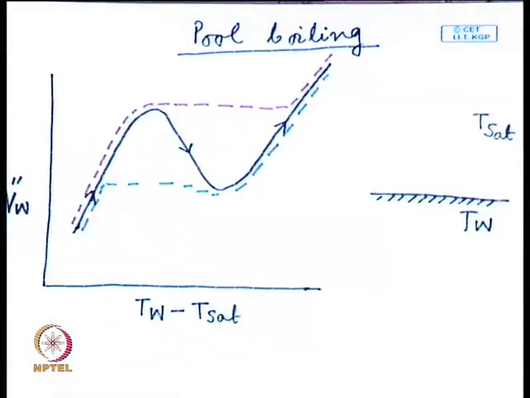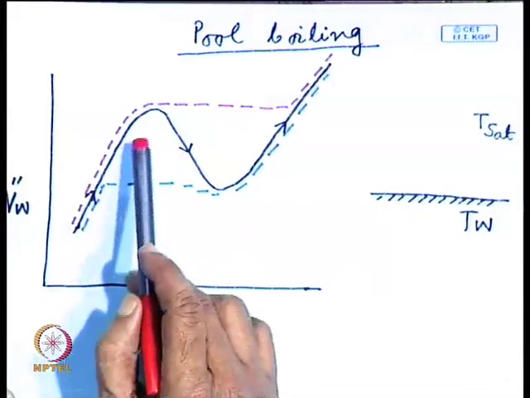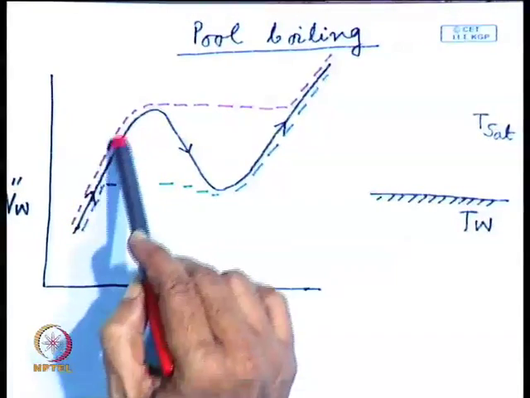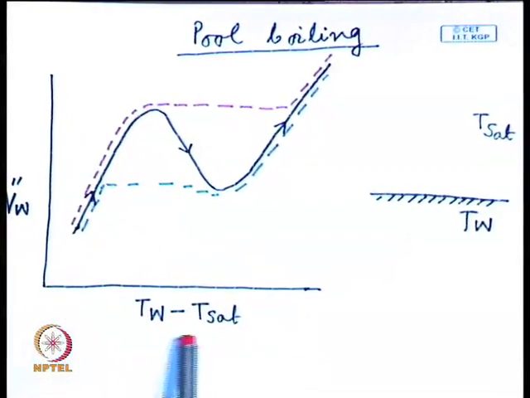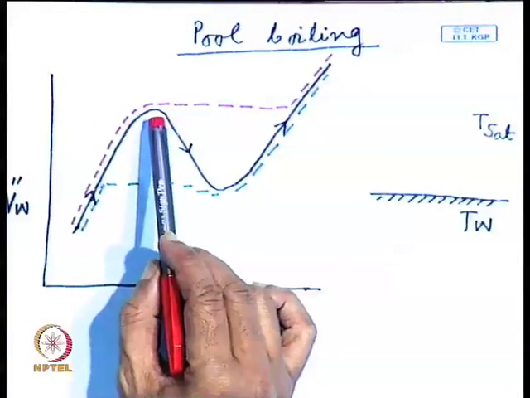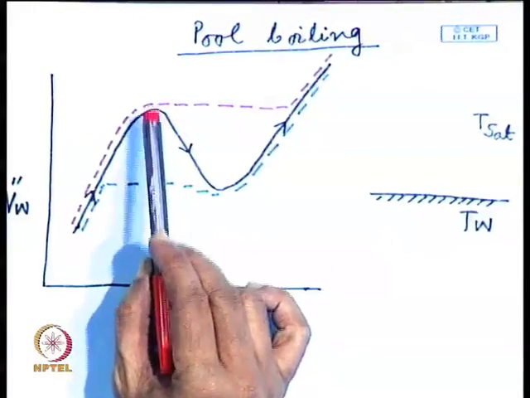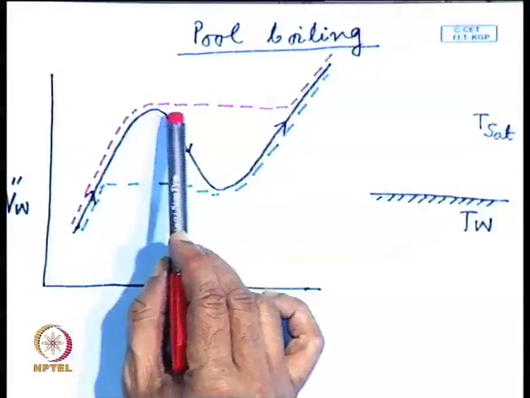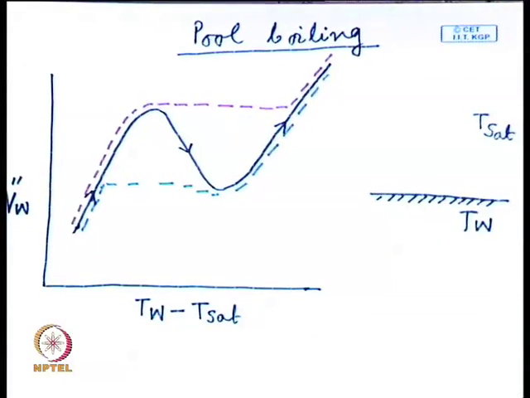And here what we find is that if we control the heat flux and try to have the boiling phenomena, then up to nucleate boiling heat transfer there is an increase in wall temperature and an increase in heat flux. But suddenly, at the critical heat flux point, we have a jump in temperature. The heat flux value almost remains the same, but there is a very sudden increase in the wall temperature.